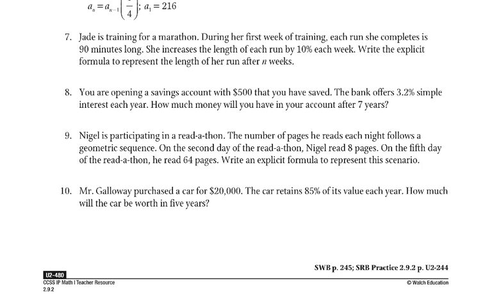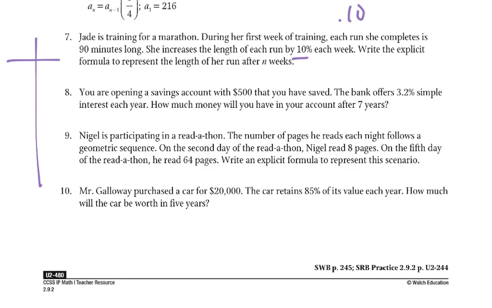So number 7, Jade is training for a marathon. During her first week of training, each run she completes is 90 minutes long. She increases the length of each run by 10% each week. Write the explicit formula to represent the length of her run after n weeks. Okay, so they're dealing with 10%, so that's 0.10.